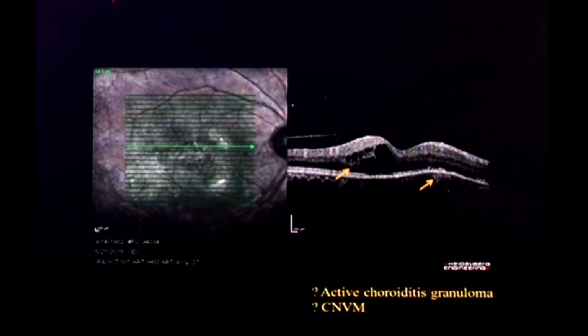Coming to OCT angiography, this is an example where a patient presented to us with sheathed vessels in the right eye, suggestive of a healed vasculitis. But he was symptomatic. Something was going on in the macula in the right eye. So we did an OCT and we found that there were some cystic spaces, but there was an RPE bump also. So are we dealing with a CNVM or are we dealing with a choroidal granuloma?